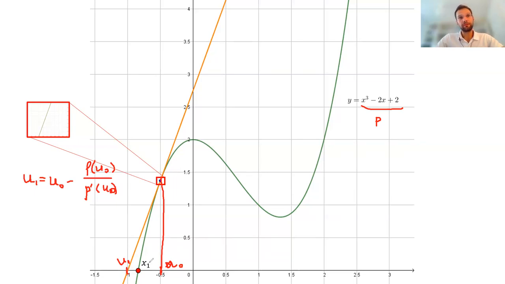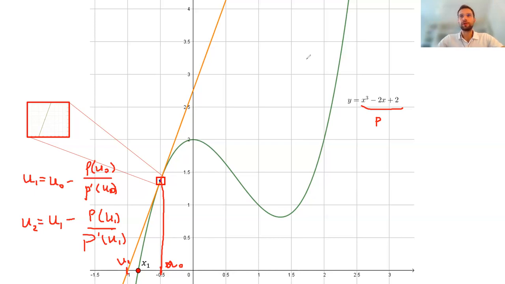And well, if I'm lucky enough, then that u1 will be my root if my green line was straight, right? If my green line was straight, then u1 will be a root. But the trouble is it's not a straight line. And the Newton method suggests that you have to iterate this procedure. So you have to take u1 and compute the corresponding tangent line and again compute the next step by the same formula. And that would be your next approximant.